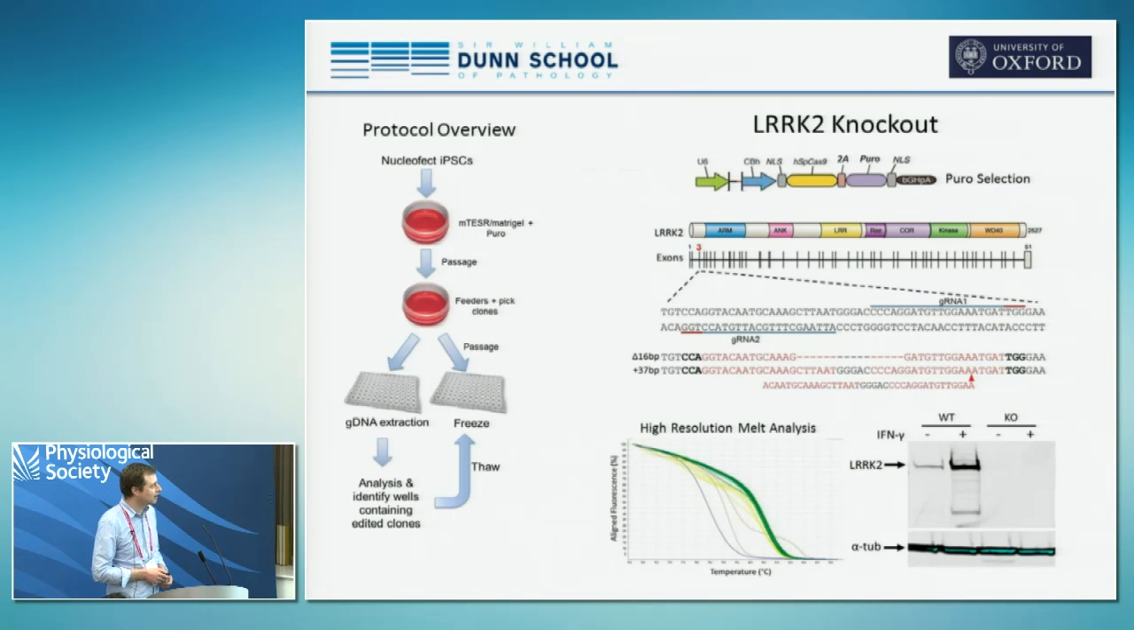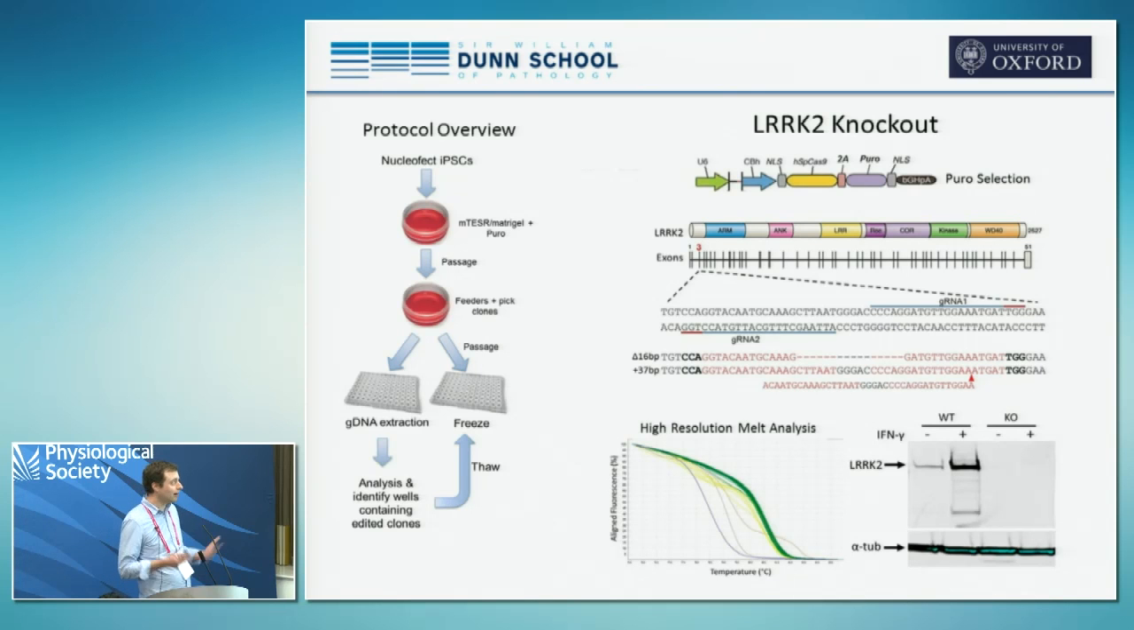We can then passage these plates, essentially creating clones of these plates. We create many, many clones. Some of these plates we freeze down. Others we do genomic DNA extraction on, and then we can carry out whatever analysis method it might be, identify the clones we're looking for, and then go back and thaw them and begin to expand them again.